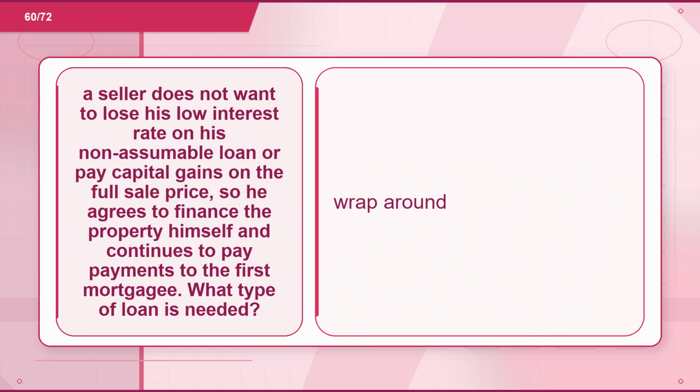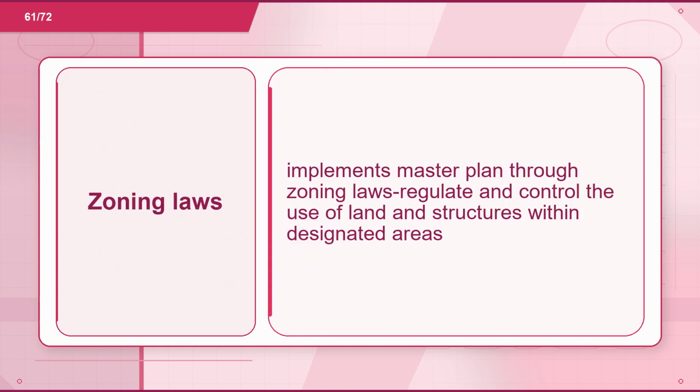Flashcard 60, term: a seller does not want to lose his low interest rate on his non-assumable loan or pay capital gains on the full sale price, so he agrees to finance the property himself and continues to pay payments to the first mortgagee. What type of loan is needed? Definition: wraparound. Flashcard 61, term: zoning laws.